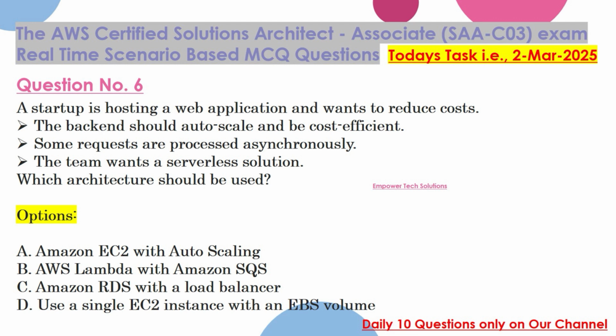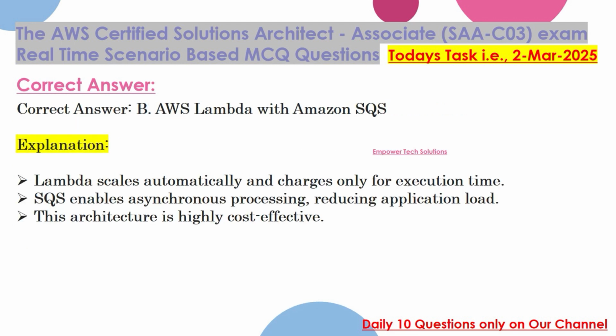Options: A. Amazon EC2 with autoscaling. B. AWS Lambda with Amazon SQS. C. Amazon RDS with a load balancer. D. Use a single EC2 instance with an EBS volume. Correct answer: B. AWS Lambda with Amazon SQS.